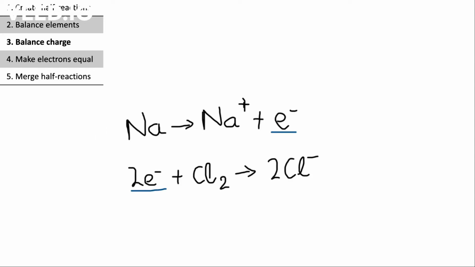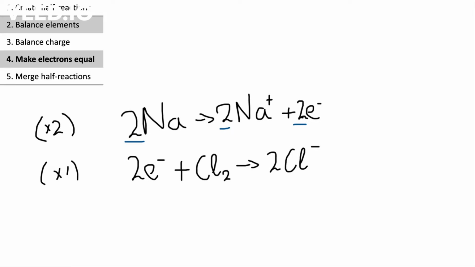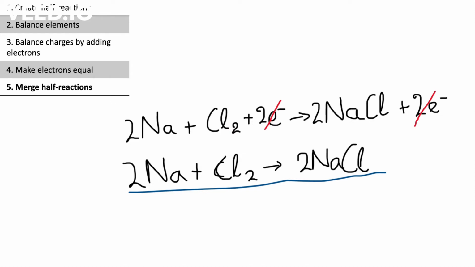The third step is making the charges equal on both sides of the reaction by adding electrons. Then make sure that the oxidation part of the reaction loses as many electrons as the reduction gains. In this case, we should multiply the oxidation part by 2 to make it equal. Now all you have to do is merge the two half reactions and cancel out the electrons and you're done.